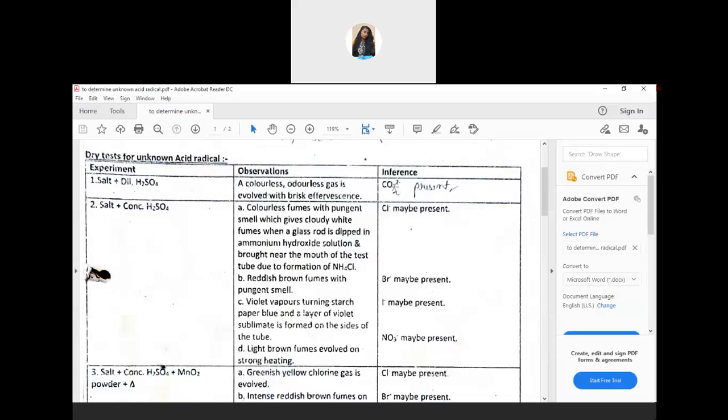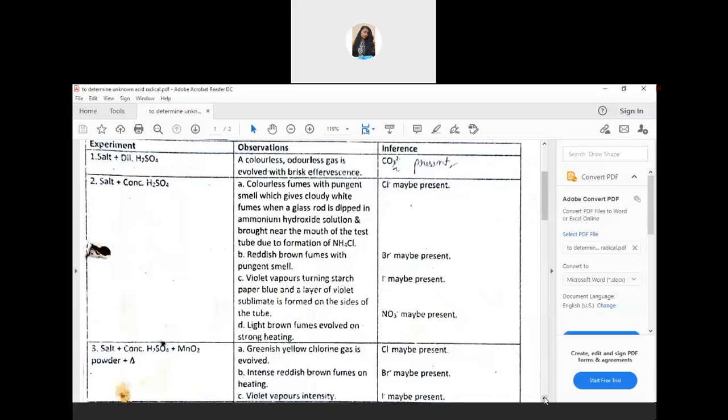Next observation, you can see light brown fumes evolved on strong heating. You can see the light brown fumes coming. If you see this observation, that means nitrate ion is present. After this, if you see the observation, that means these ions are present, and if you do not observe it, that means these are absent. After that, you have to do the third test.